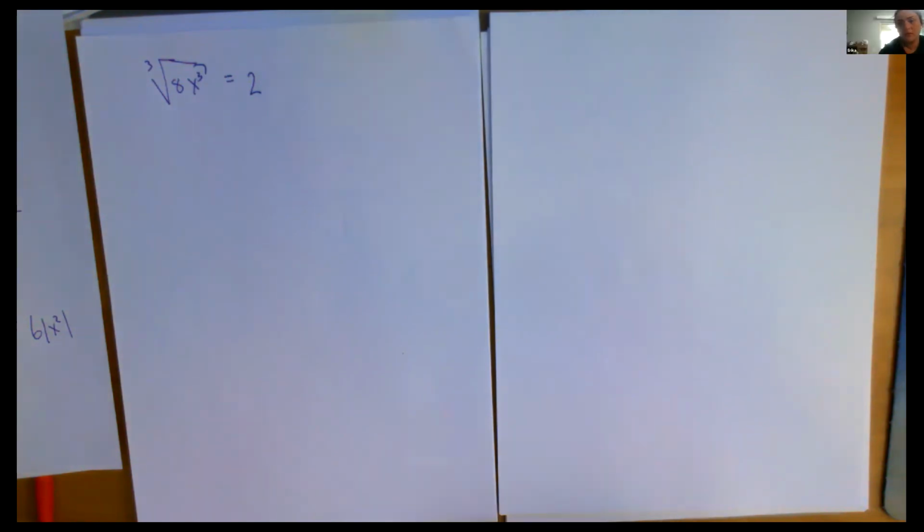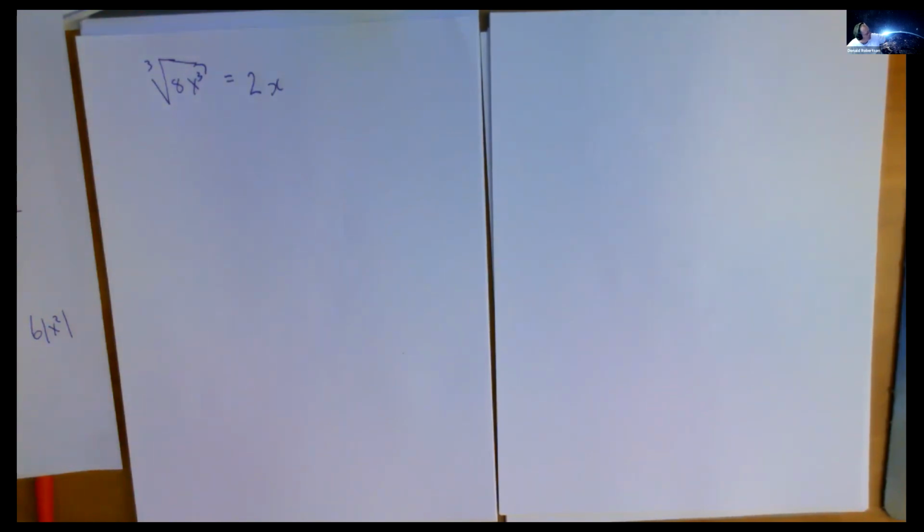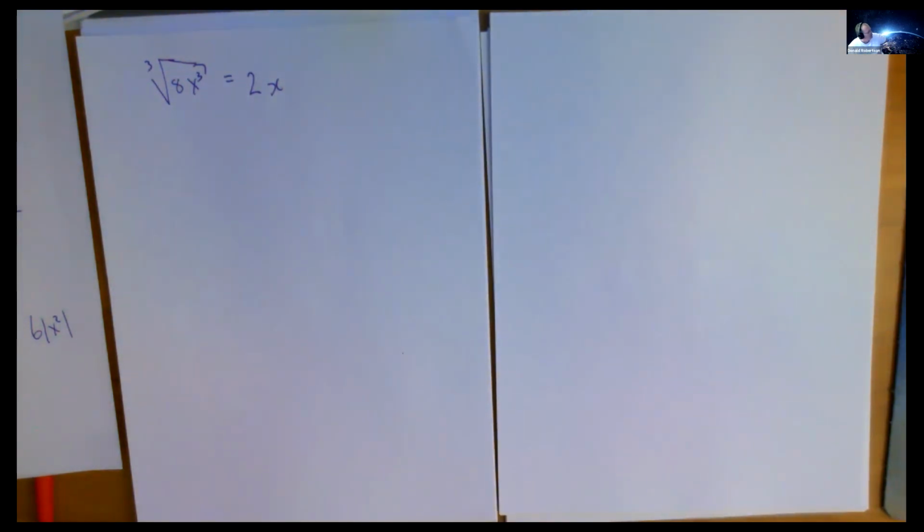X. Now, here's your question. Do you need an absolute value in this question when it's cube roots? Not sure? You don't. And why don't you? Square roots have to be positive, right? Just the way that they work. Square roots, fourth roots, sixth roots, right? They must be positive. That's why they have the absolute value thing going on.